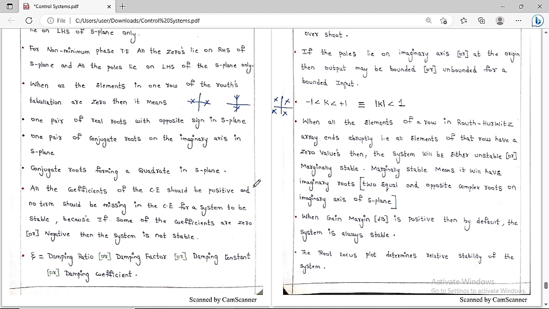All the coefficients of the characteristic equation should be positive and no term should be missing for the system to be stable. Because if some of the coefficients are 0 or negative, then the system is not stable. I have already told this important point.